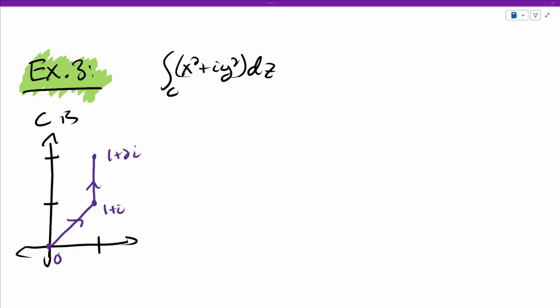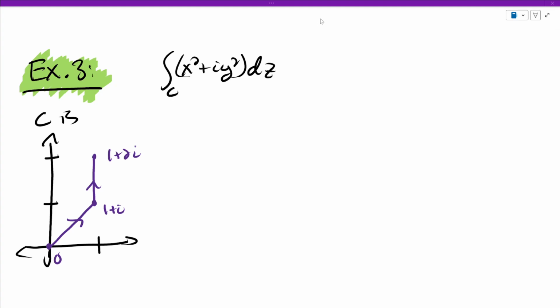Okay, so we are going to integrate over a piecewise smooth curve this time, so not a full-on smooth curve, just to show you what needs to be done in this case. It's not hard, it's just a little more work, that's all. So C is going to be the straight line path from 0 to 1 plus i, followed by the straight line path from 1 plus i to 1 plus 2i, as you can see in the picture.